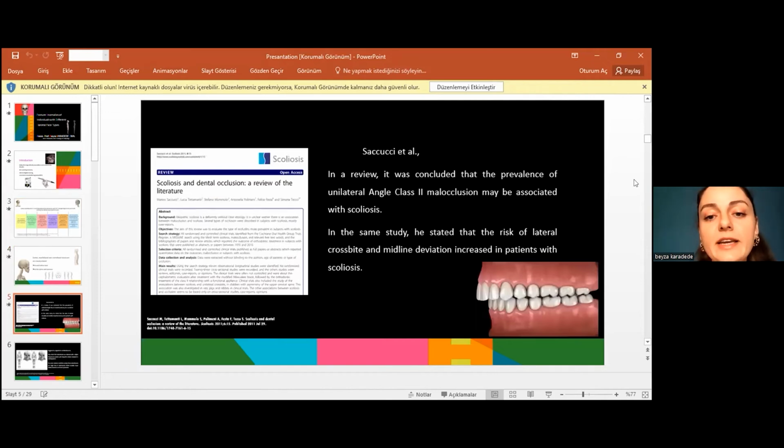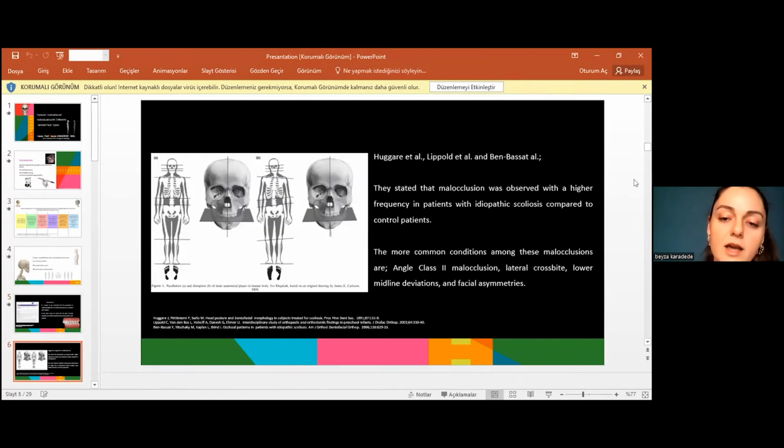Sachin et al., in a review, concluded that the prevalence of unilateral angle class 2 malocclusion may be associated with scoliosis. In the same study, he stated that the risk of lateral crossbite and midline deviation increased in patients with scoliosis. Pugere et al., Lipode et al., and Ben Bassett et al. stated that malocclusion was observed with higher frequency in patients with idiopathic scoliosis compared to control patients.